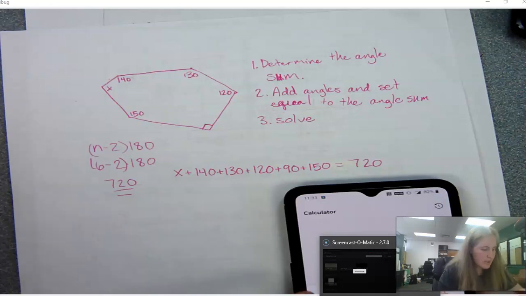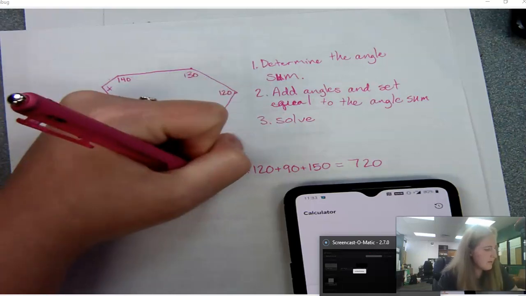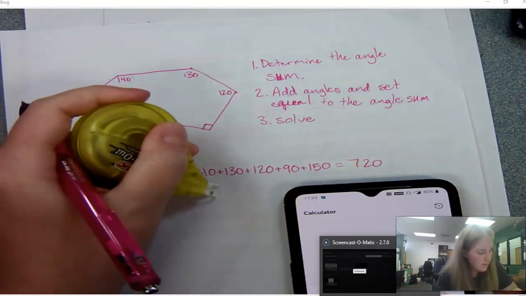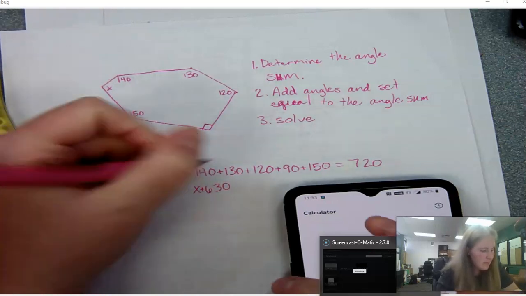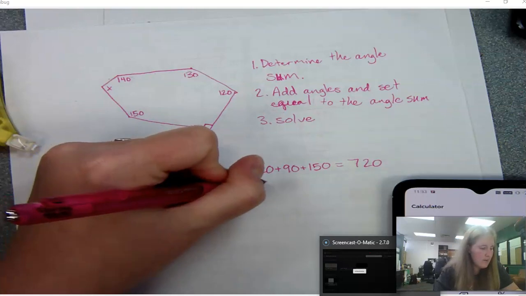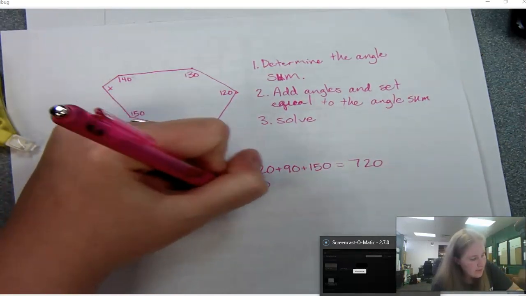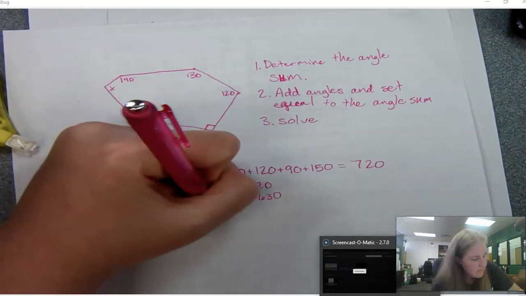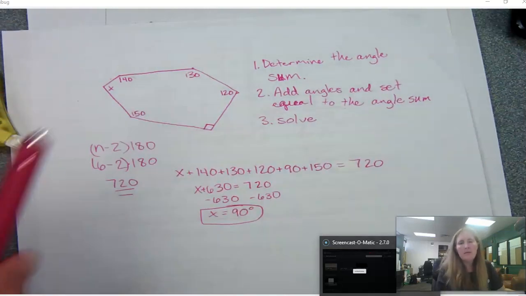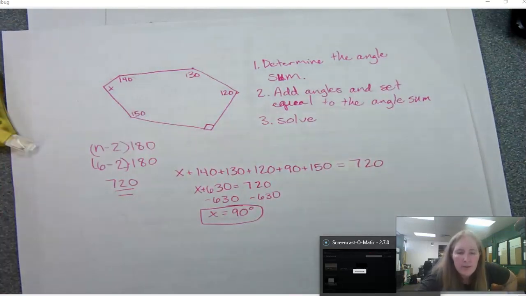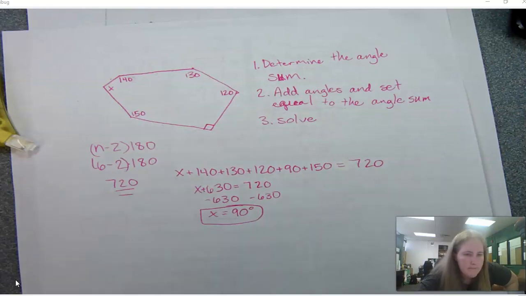Struggling. So 630, x plus 630 equals 720. And then I'll subtract 630 on both sides. And x will be 90. And then I'll do the advanced problems, and that'll be all.